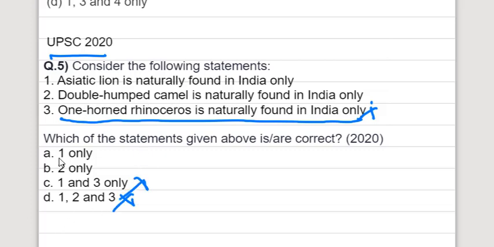Now we have confusion between statement 1 or 2. Double humped camel is naturally found in India only, whereas Asiatic lion is naturally found in India only. This is a more common statement. Even if you don't know the second one, the first one is quite clear that Asiatic lion is found in India only. So the answer will be the first one.